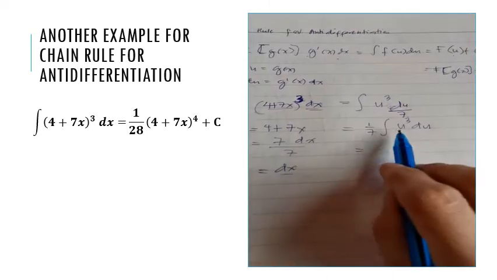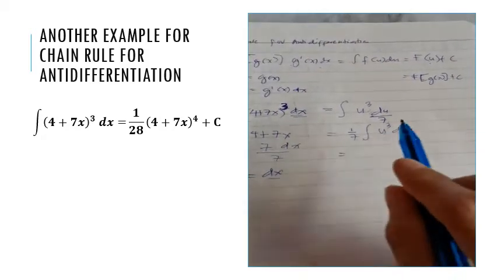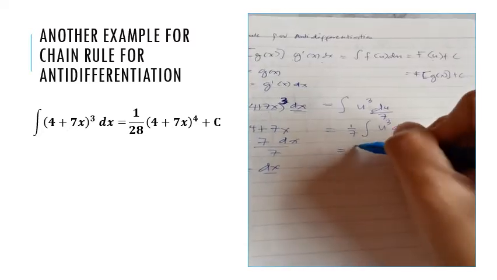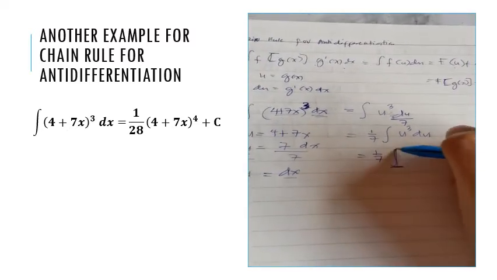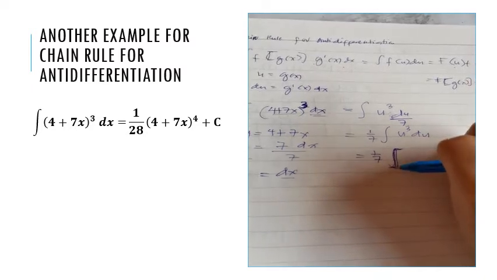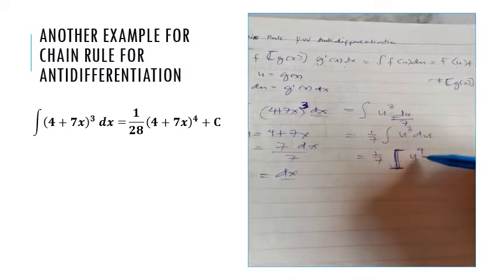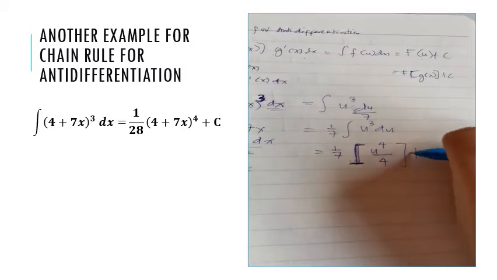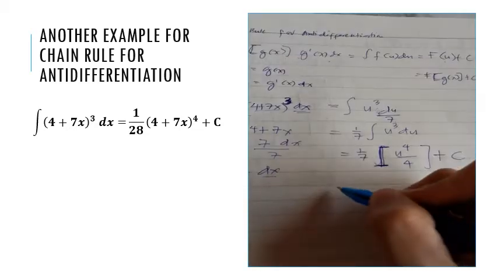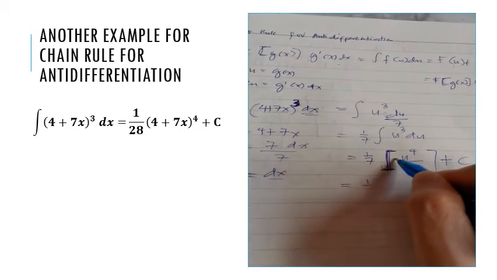Since there is no longer a denominator, we can integrate. That means we add 1 to the exponent. So we have 1 over 7 times u to the power of 4, since 3 plus 1 is 4. Bring 4 down to the denominator, plus the constant c. Then we simplify. So we have 1 times 1.